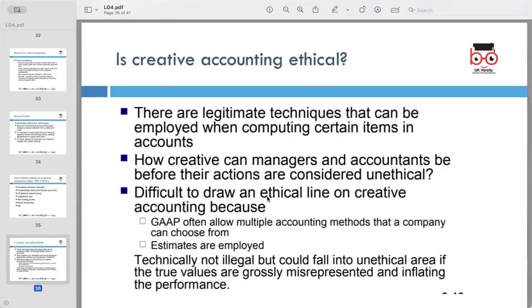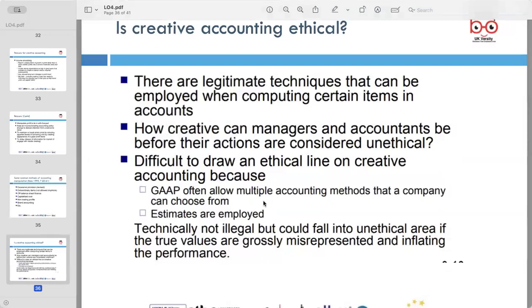Ethics of creative accounting. The ethical implications of creative accounting are subject to debate. Okay, so there is a fine line between legitimate financial management techniques and unethical manipulations. You can see some key points here: legitimacy of techniques. Technically, creative accounting practices such as choosing among acceptable accounting methods or making estimates are legitimate and within the bounds of accounting standards.